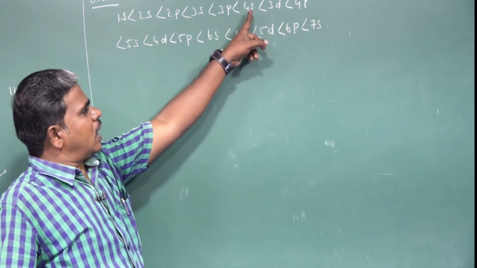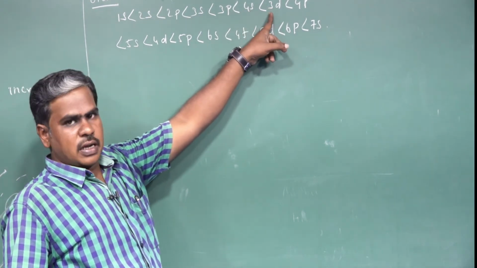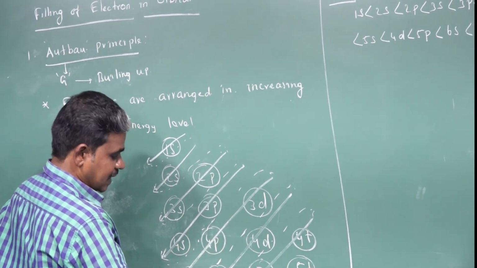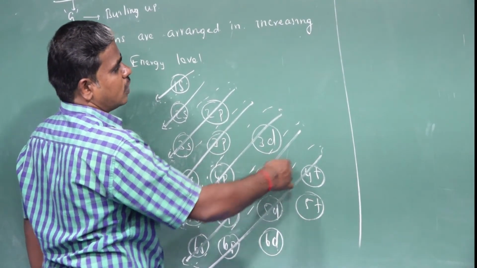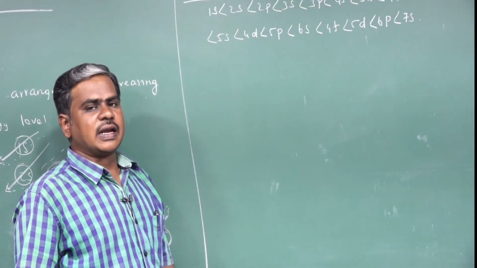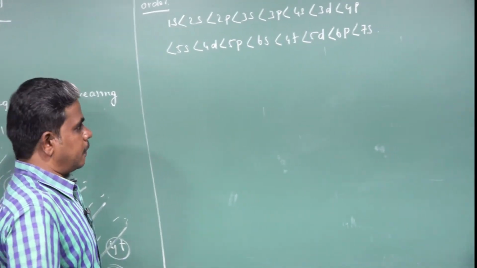Now we may take that after 4s it is 3d. So 4s, after that 3d, after that 4p, 5s. After 5s it is 4d, 5p, like this. That is the Aufbau principle.